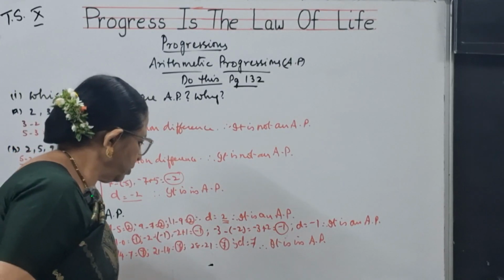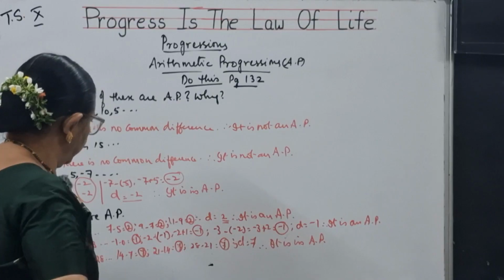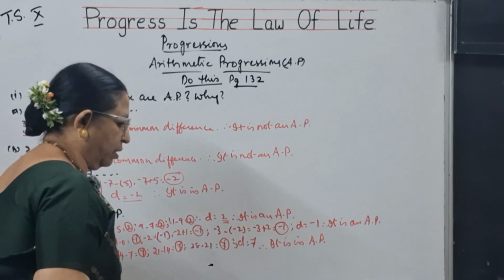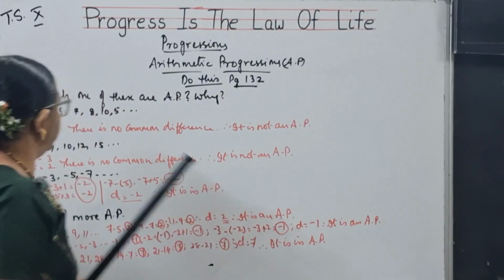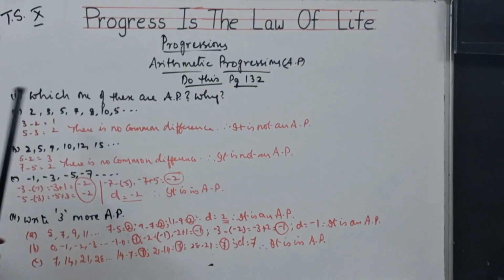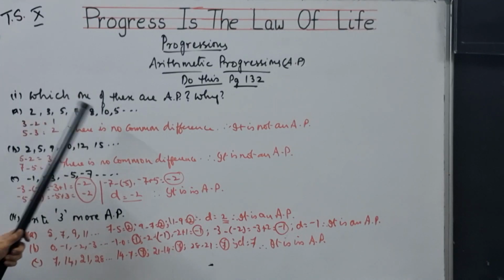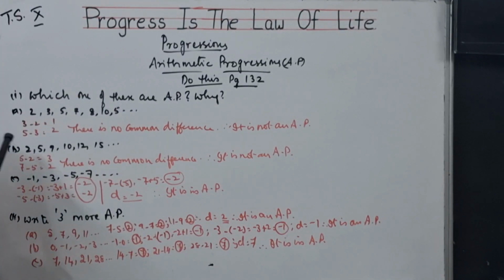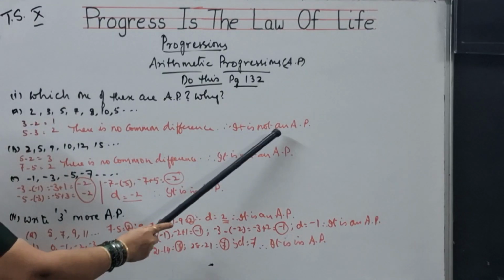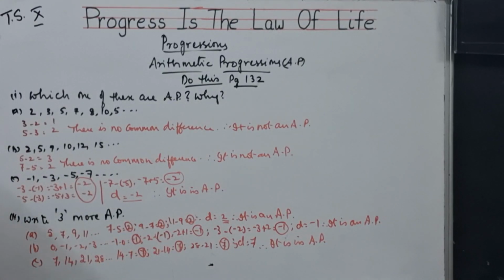So, please note down this, children. I hope I have done it clearly. Let me explain to you which of these are AP and why. See, I have taken numbers 2, 3, 5, 7, 8, 10, and so on. In the problem, they have given this. So what I did, 3 minus 2, I got 1. 5 minus 3, I got 2. These two are not the same. So there is no common difference. So it is not an AP.